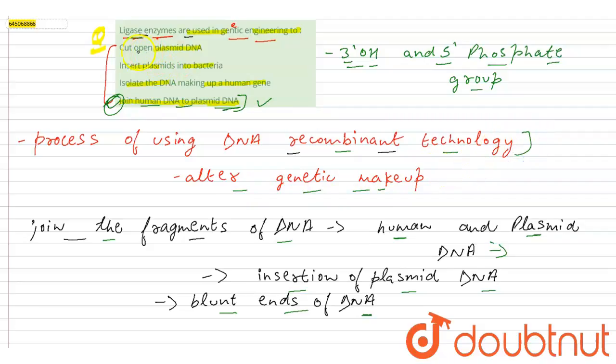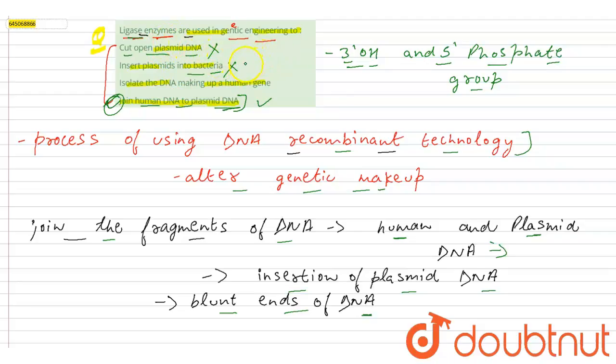So the first option is cut open plasmid DNA. This is the incorrect one, because it does not cut, it joins the fractions or the fragments of the DNA. So the next option we have is insert plasmids into the bacteria. This is also the incorrect one, because this technique does not involve this kind of thing.